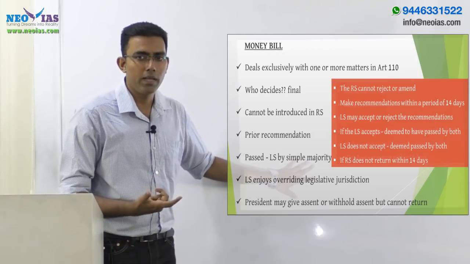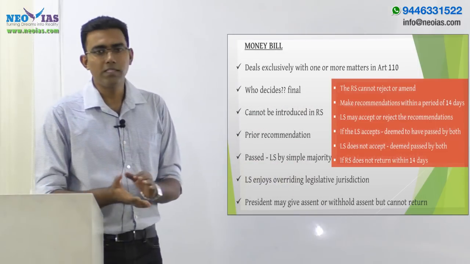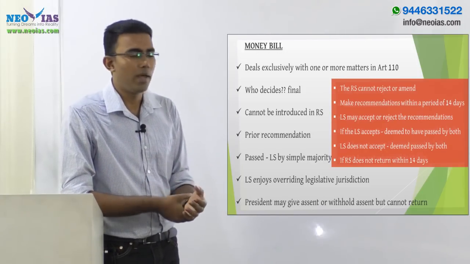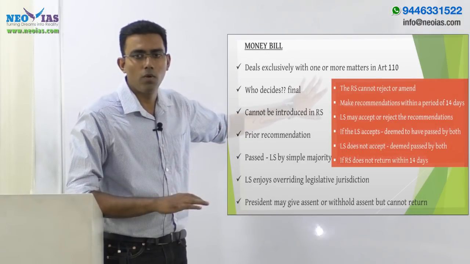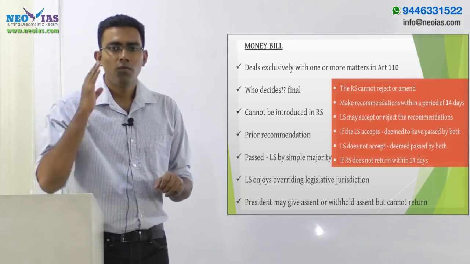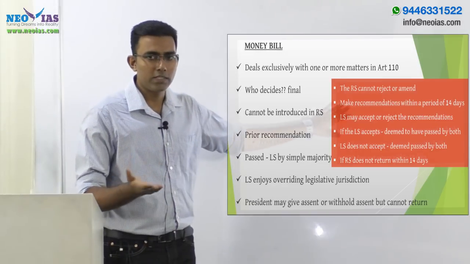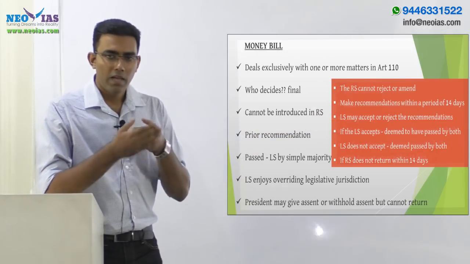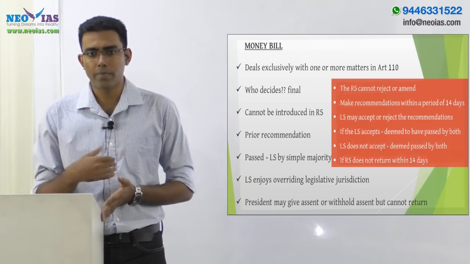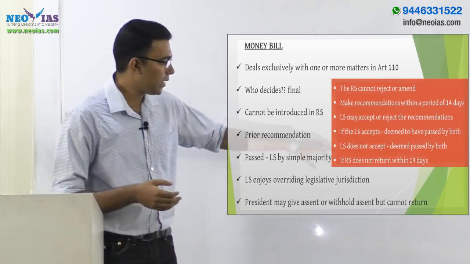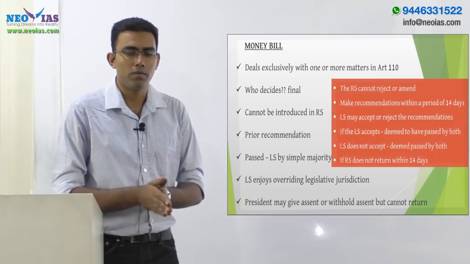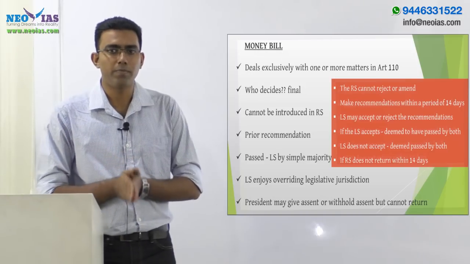Now why is this called overriding legislative jurisdiction? It is because when you take the case of Rajya Sabha, after the bill has been passed by the Lok Sabha and sent to the Rajya Sabha, it cannot reject or amend this money bill. At the same time, if it wants, it has to make recommendations within 14 days, and then return the bill back to Lok Sabha. If these recommendations are accepted by the Lok Sabha, then it is said to have been passed with amendments. But if Lok Sabha decides that it need not accept these recommendations, then also the money bill is deemed to have been passed by Lok Sabha.